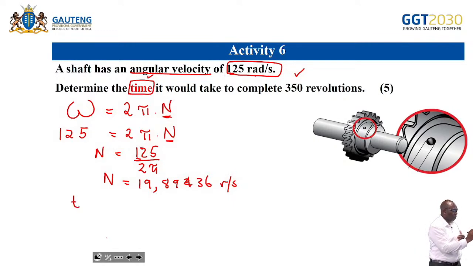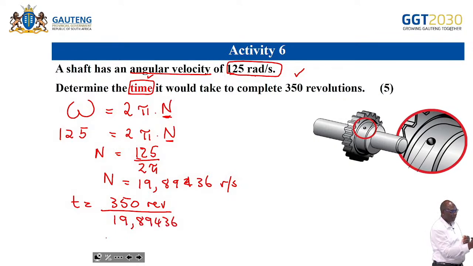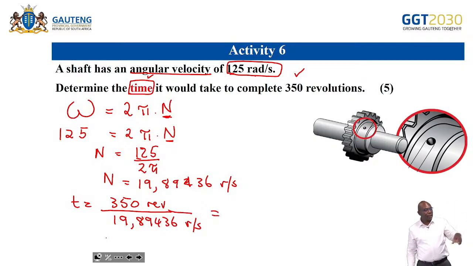So how am I going to get the time? This one we know. So we need the 350 revolutions divided by the 19.89436 revolutions per second. I'm writing the unit so that you can see that the answer we are going to get must be in seconds. So the time we're going to work in seconds because here we are having seconds.